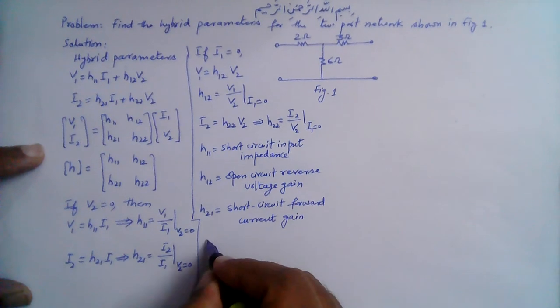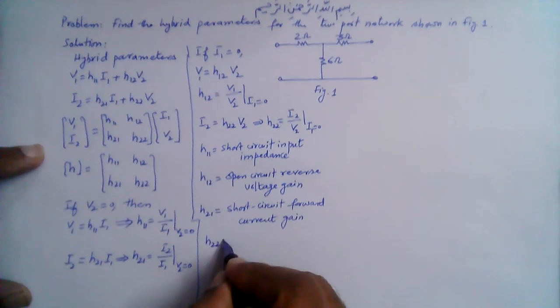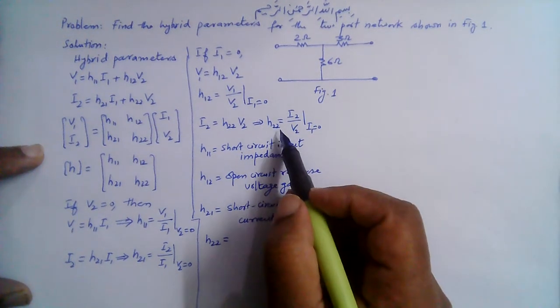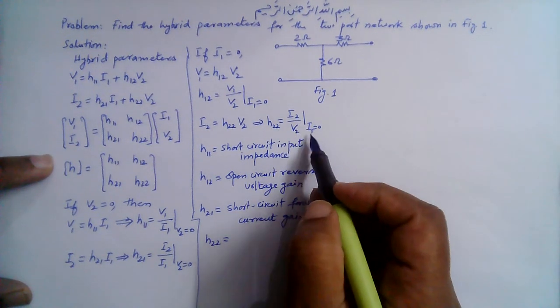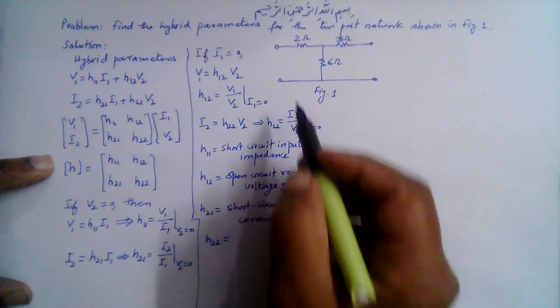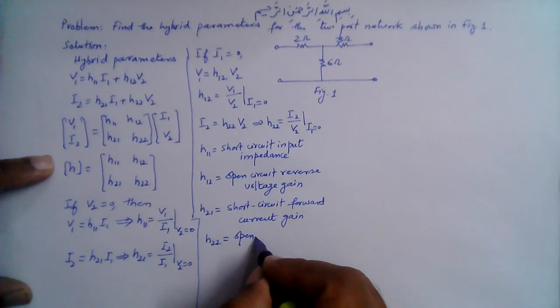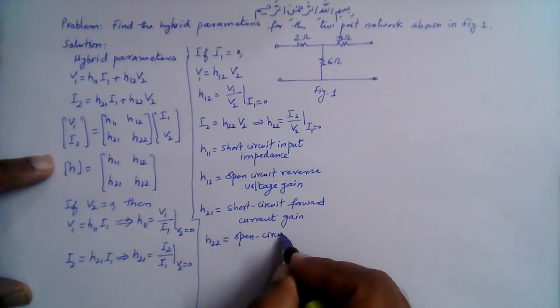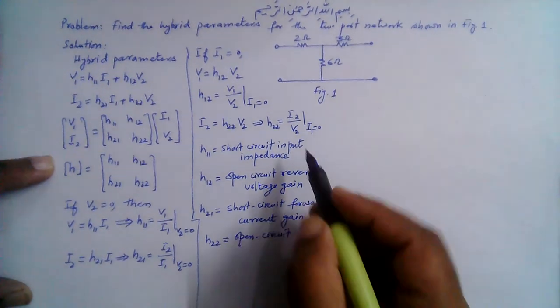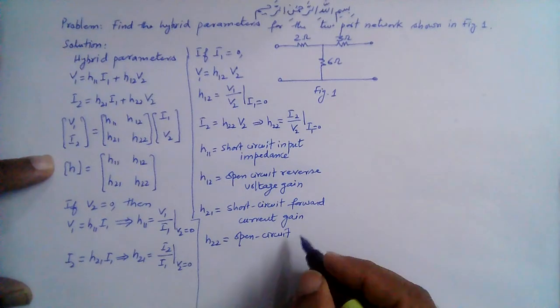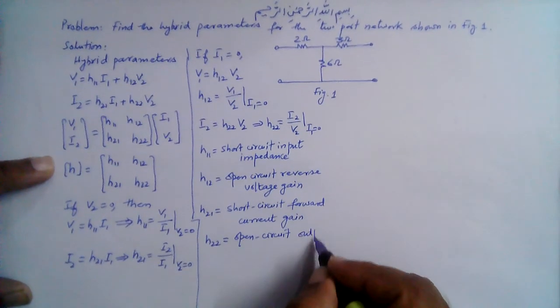And last of all, H22. We obtained H22 by putting I1 is equal to 0. So the input is opened. So this is an open circuit parameter, and this is I2 divided by V2. So this is admittance here, output port admittance.